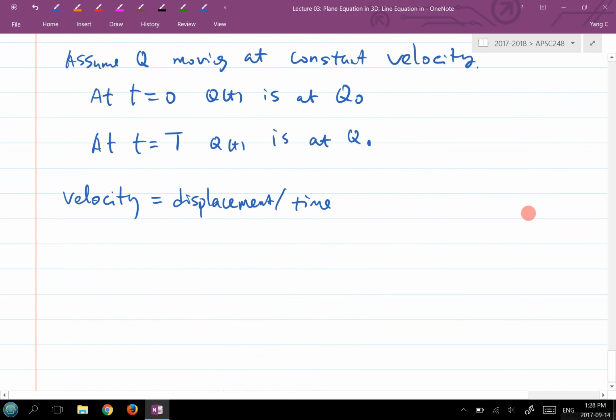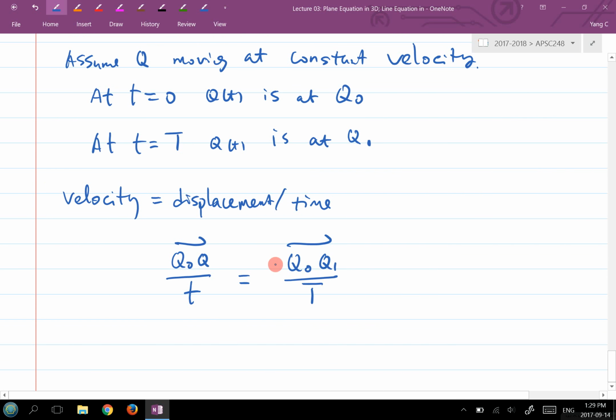But they should still have the same velocity, right? So from Q0 to Q, that's your displacement. Remember, this is a vector now. Displacement is actually a vector concept. Divided by the time duration, you get the velocity, which is also a vector concept. And then from Q0 to Q1, that's your displacement, and this is the time it takes to travel that much, and that's your velocity. So these two velocities should be the same, right?